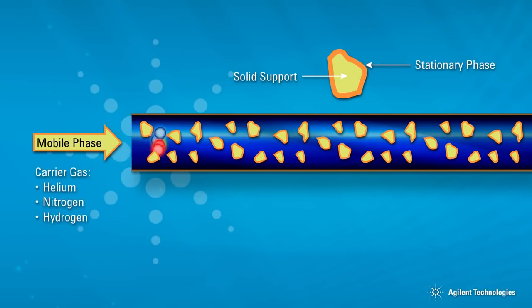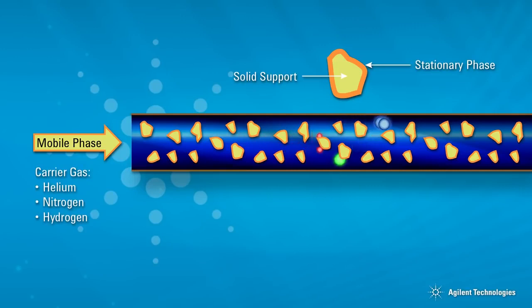Packed columns are literally packed with a material for adsorption or absorption of the sample components. This is usually an inert, solid support like diatomaceous earth that is deactivated, then coated with the stationary phase. Packed columns are typically made of stainless steel or borosilicate glass. Packed columns are much larger in diameter, typically 2 or 4 millimeters. Packed columns are usually 0.5 to 10 meters long.